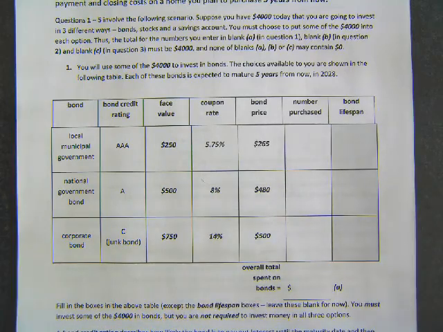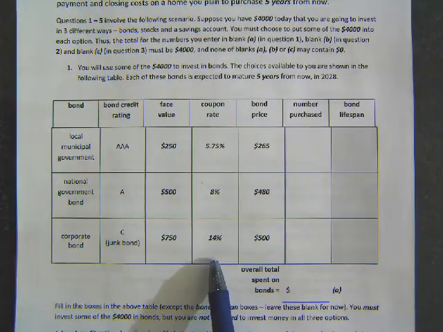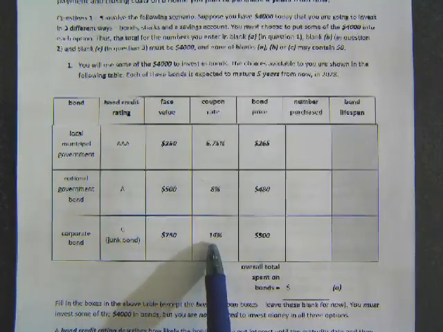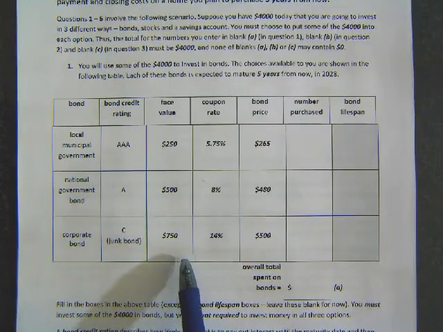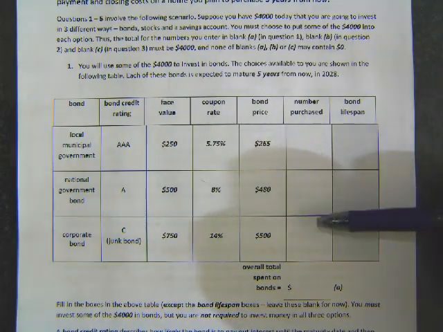The coupon rate here is the interest rate the bonds pay when you use the face value. Remember that face value and coupon rate are what we use together to calculate the simple interest that bonds pay. And remember, bonds pay simple interest. You're going to choose how many of each bond you want to buy. You can buy multiples of any one of these.